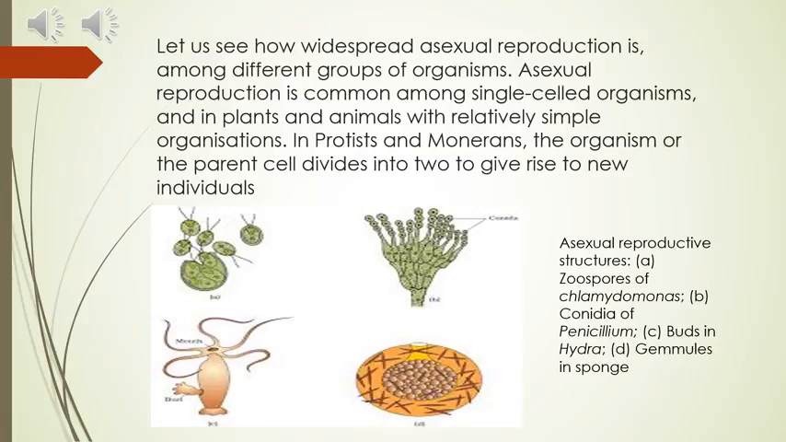Internal budding, another name for which is gemmules, especially takes place in sponges. In sponges, a bud forms inside the sponge body, and when the bud matures, it comes out from the body and forms a new sponge. That new sponge grows into a mature one. So bud formation takes place inside the body, which is why it's known as internal budding.